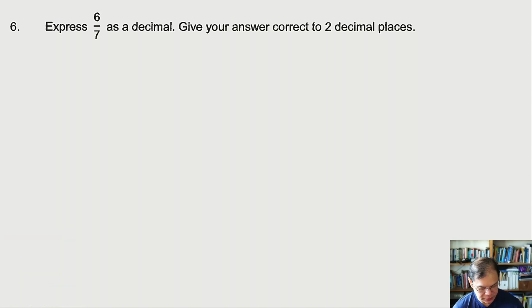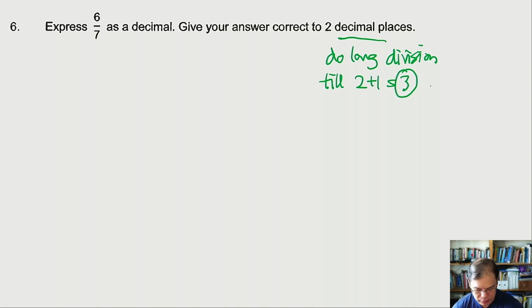Number 6. Express 6 out of 7 as a decimal. Give your answer correct to 2 decimal places. Means I must do my long division until 2 plus 1, 3 decimal places. When I say 3 decimal places, it means that there must be 3 digits after the decimal point. That's called 3 decimal places. So let's do our long division.